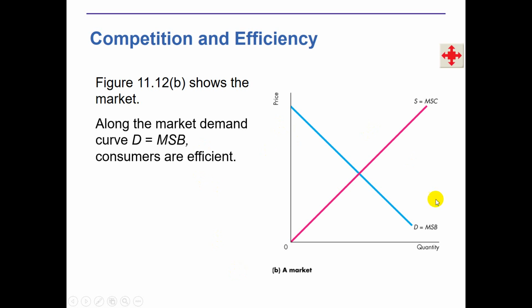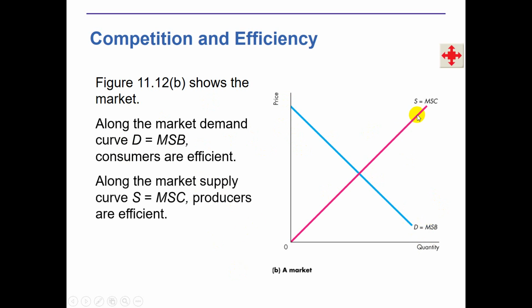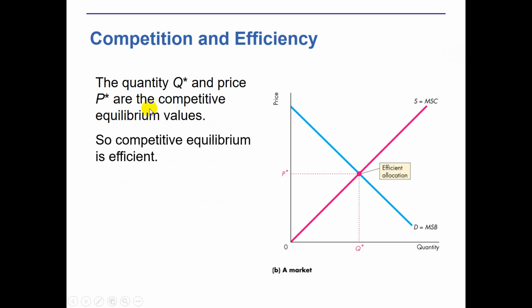This graph shows that the market demand curve D is also equal to the marginal social benefit, and the market supply curve is also equal to the marginal social cost curve, that is, producers are efficient. The quantity Q static and price P static are competitive equilibrium values. So this is Q static and this is P static. So the competitive equilibrium is efficient.